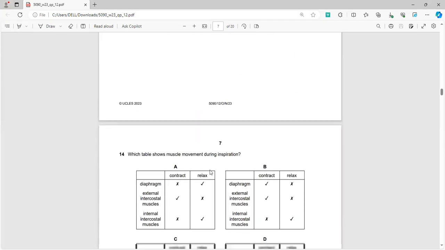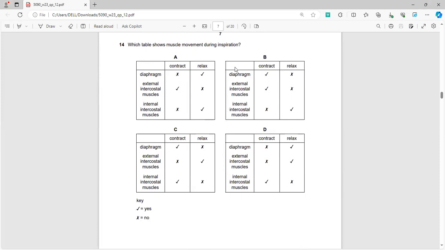Now, in question number 14, I told you in my other videos, you need to memorize the mnemonic for RICE and ERIC. So RICE is used for inspiration: relax the internal intercostal muscles and contract the external intercostal muscles. The only option which fits is D. And in inspiration, the diaphragm contracts.